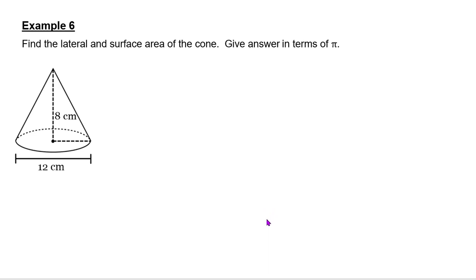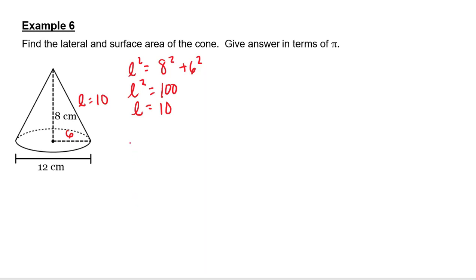Okay, so for example 6 here, we have the whole diameter. They tell me the whole diameter is 12, so that tells me the radius is 6. They tell me that this height is 8. So to get my slant height, L squared equals 8 squared plus 6 squared. L squared equals 100. L equals 10, so the slant height is 10.